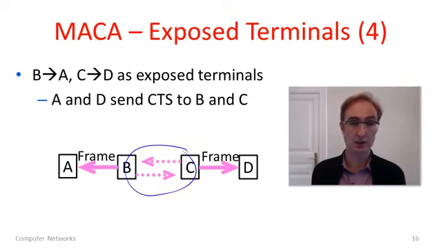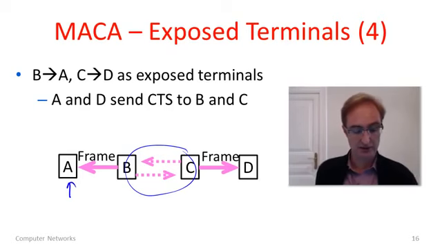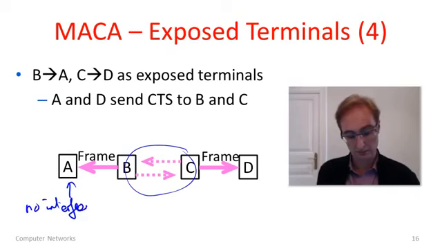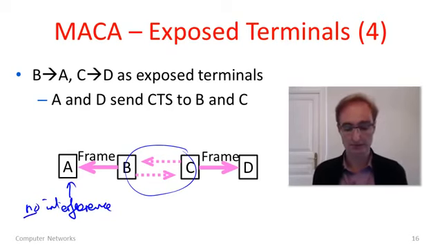This doesn't matter though, because what really matters is what goes on at the receiver. Both A and D have clean reception scenarios because the other signals don't propagate far enough to interfere at the receiver. Right? So it's interference at the receiver which is the problem. So here we have no interference, and that's what we want. So we've solved the exposed terminal problem.